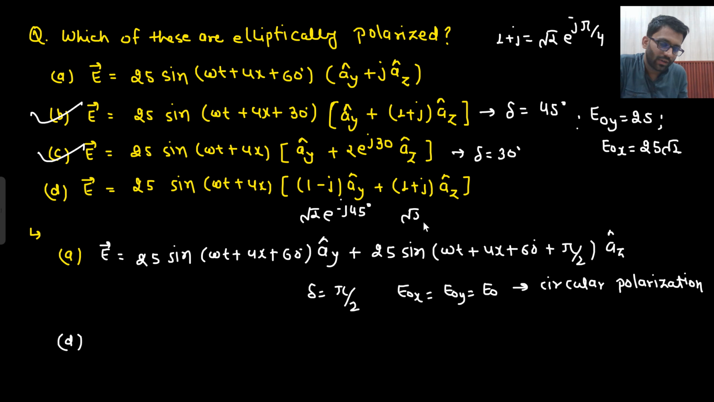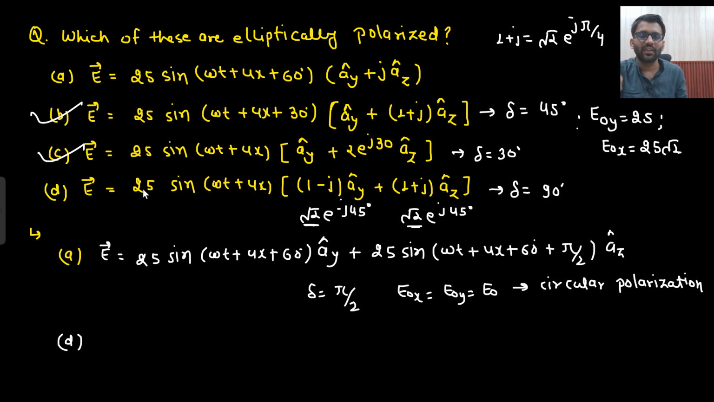And this will give you under root 2 e to the power plus 45 degree. So amplitude is same. And what is the phase shift? Phase shift is 45 minus 45, 90 degree. Amplitude is also same, no? Under root 2, under root 2. Amplitude is same and phase shift is same.